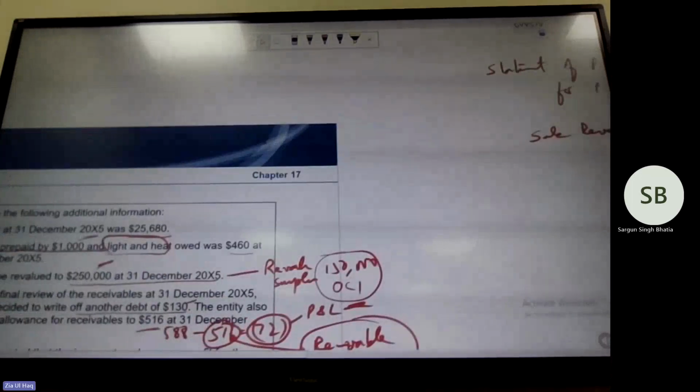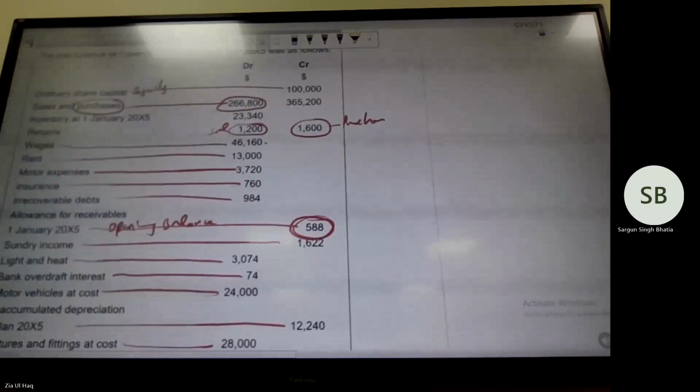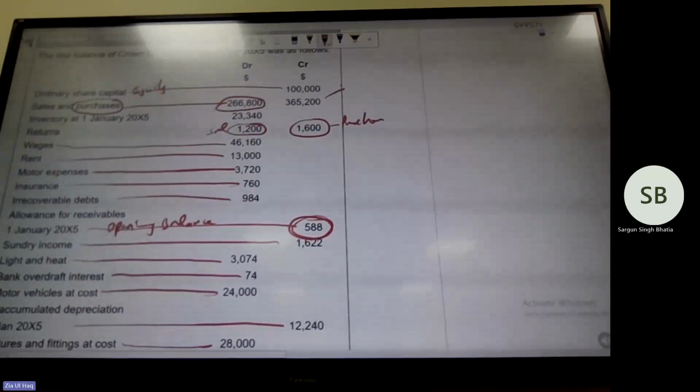What is the figure for sales revenue? It is 365,200, but we need to subtract a sale return of 1200.